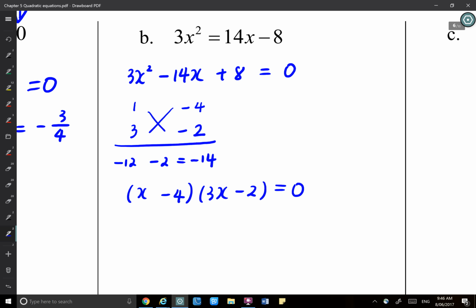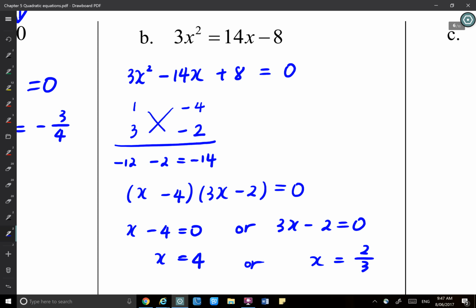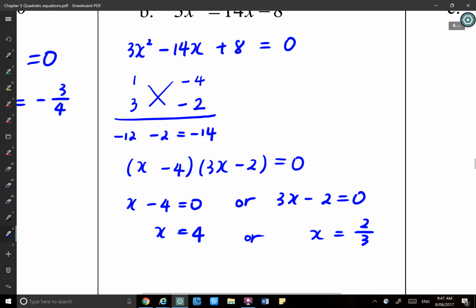Okay, I want to factorize because only if we factorize it can we see what the answer is. It must be in the factorized form. So we have x minus 4 times 3x minus 2 equals to 0. Therefore, it's either x minus 4 equals to 0, or 3x minus 2 equals to 0. Therefore, x must be 4, or x must be 2 on 3.